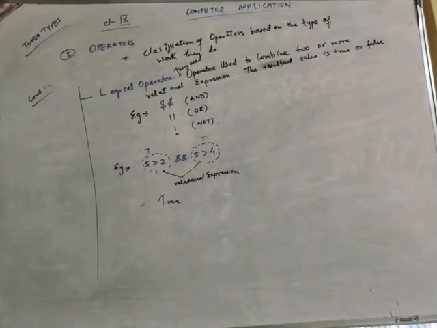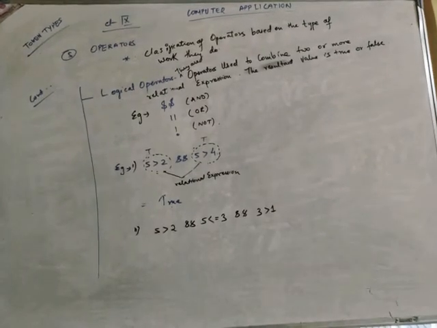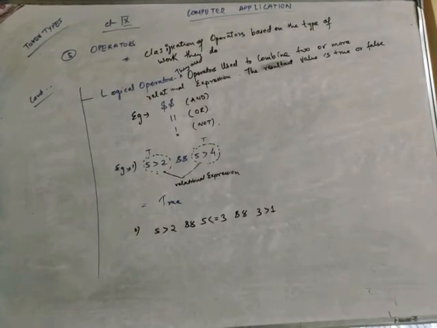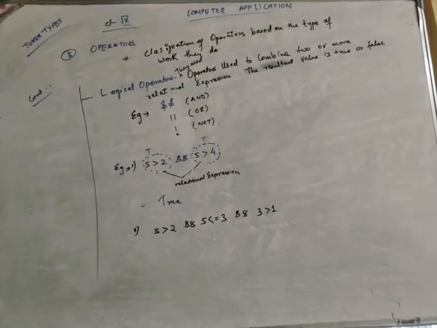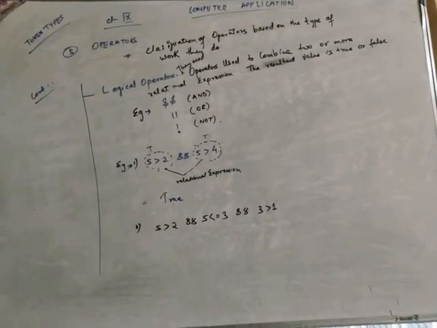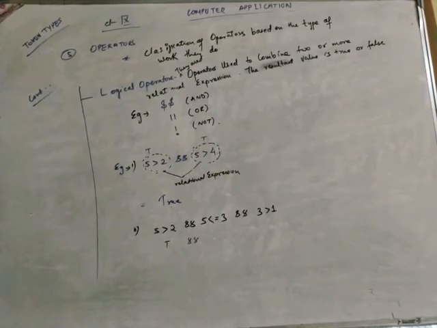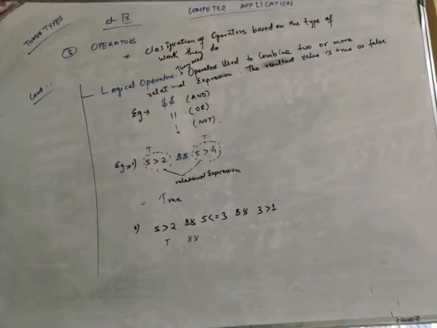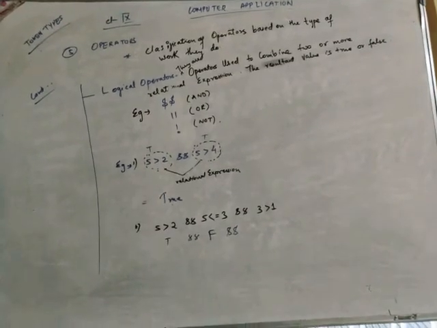Okay, to understand more nicely, we'll take one more example. In the second example, I've taken three relational expressions and between them we have AND operators. Now what is happening here? Is 5 greater than 2? Yes or no? True. The first one is true. The second one, 5 is less than 3? No. The second answer is false. Now 3 greater than 1. Yes, 3 is greater than 1. True.